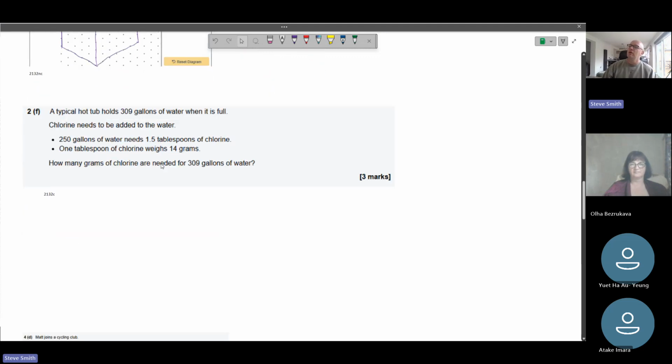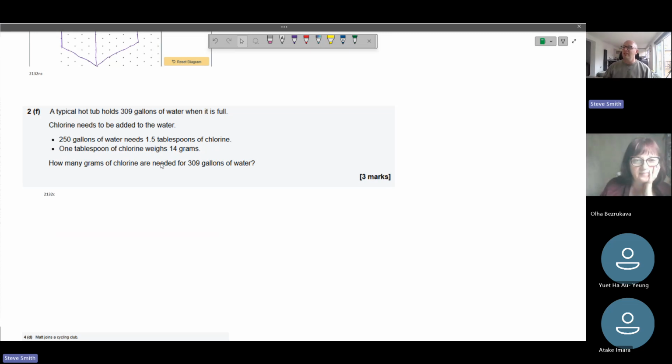A 3 marker. Right, a typical hot tub holds 309 gallons of water. When it's full, chlorine needs to be added to the water to kill all the germs. 250 gallons of water needs 1.5 tablespoons of chlorine. 1 tablespoon of chlorine weighs 14 grams. Okay, so I'm not sure if that middle part is just a bit of information. So let's have a look. How many grams of chlorine are needed for 309 gallons of water?